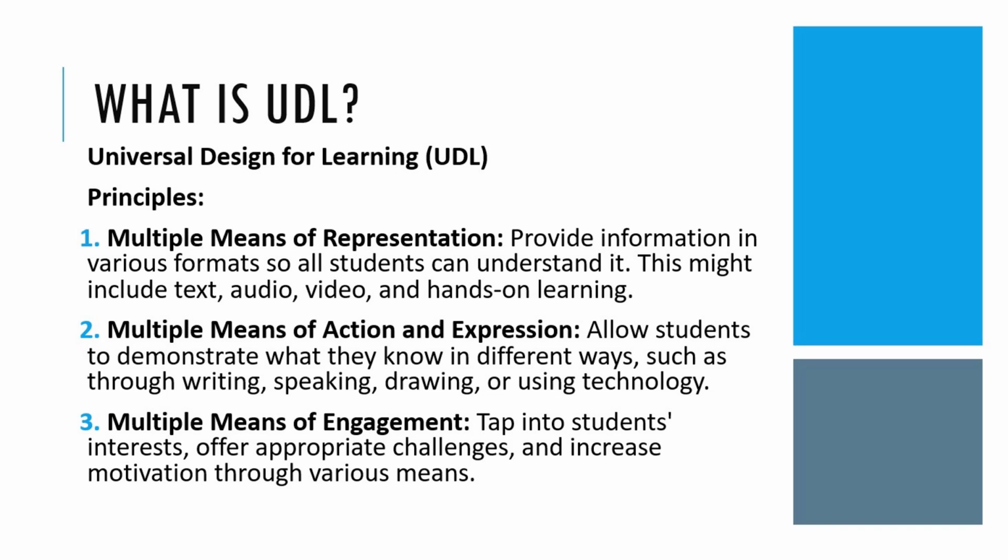Number 3, multiple means of engagement. This principle looks at the why of learning. It involves tapping into students' interests, offering appropriate challenges, and motivating them to learn. Students differ in what motivates them and what keeps them engaged.